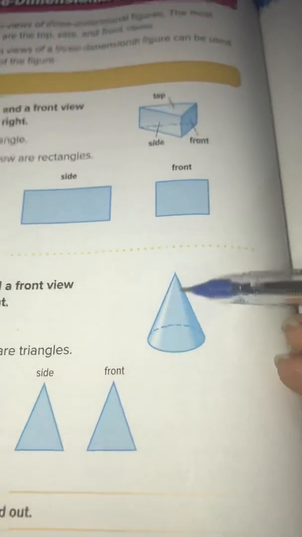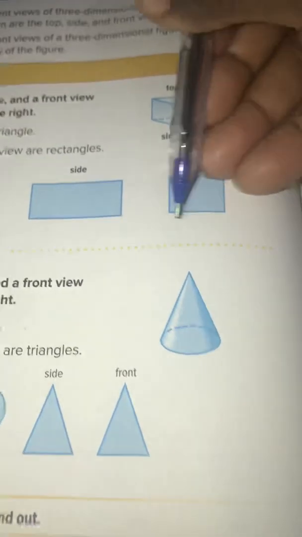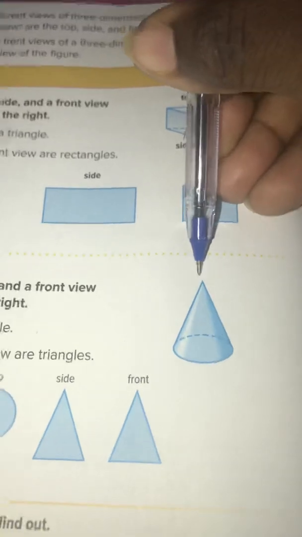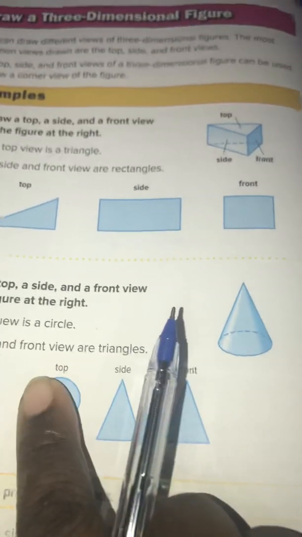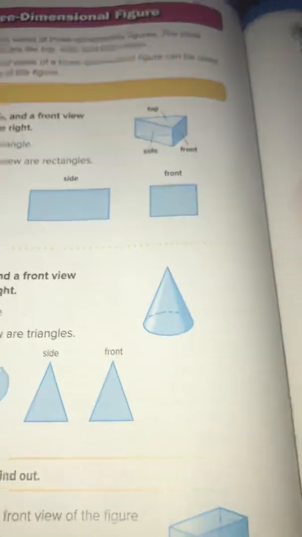Okay? Now, I have a cone. This is a cone. When I stand, what will I see here? A circle. So that will be the top. What will I see on the side? A triangular shape. Even though it is curved, it looks like a triangle. Okay? What will I see on the side? Since it is curving like a triangle, I will still see a triangle.